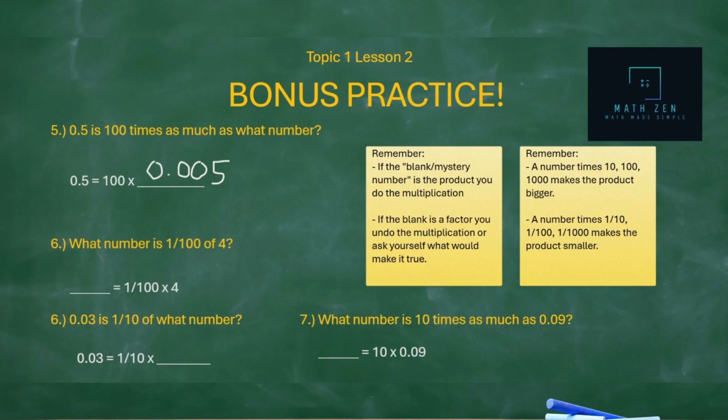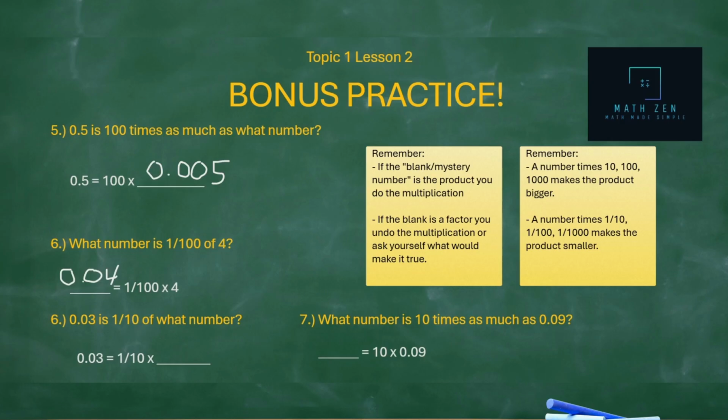Moving on to number 6, the problem says, what number is 1/100th of 4? Again, we would want to write this in equation form, and this time our blank is the product, which is this note right here. The note says all we have to do is the actual multiplication. So 1/100th times 4 is going to equal 4 hundredths.